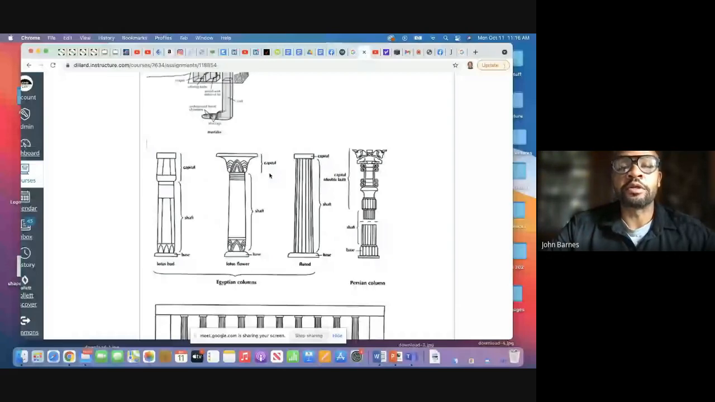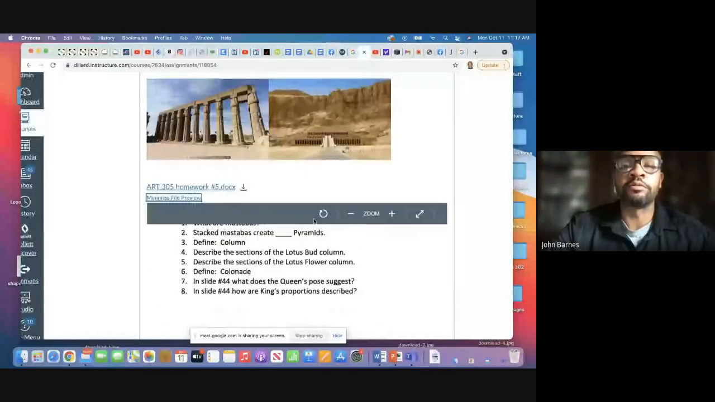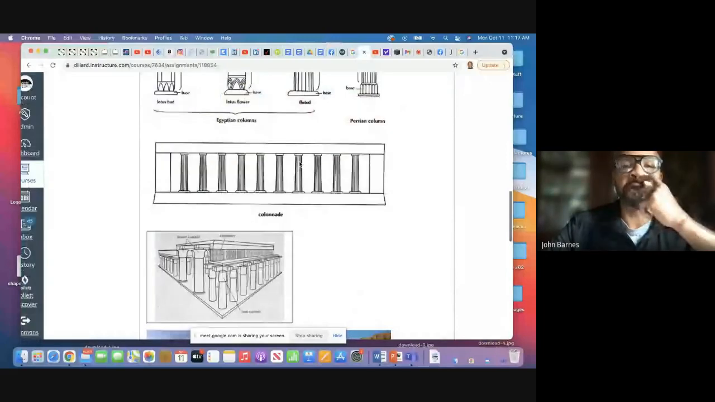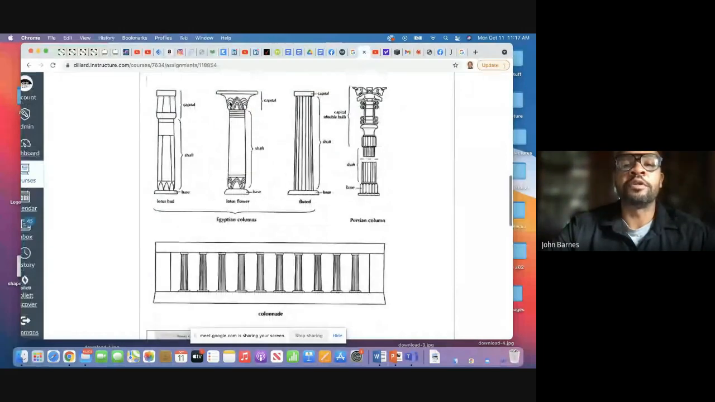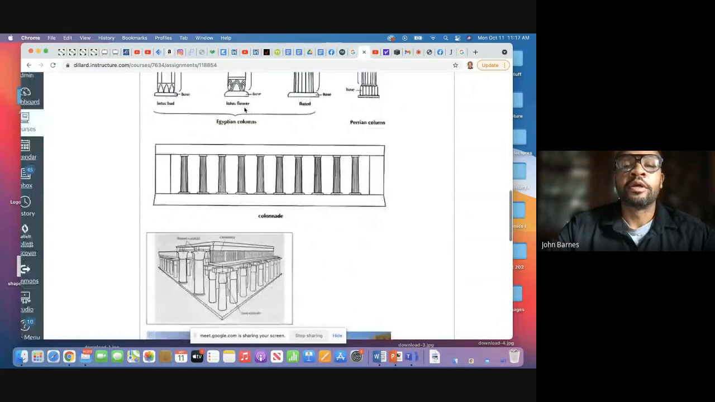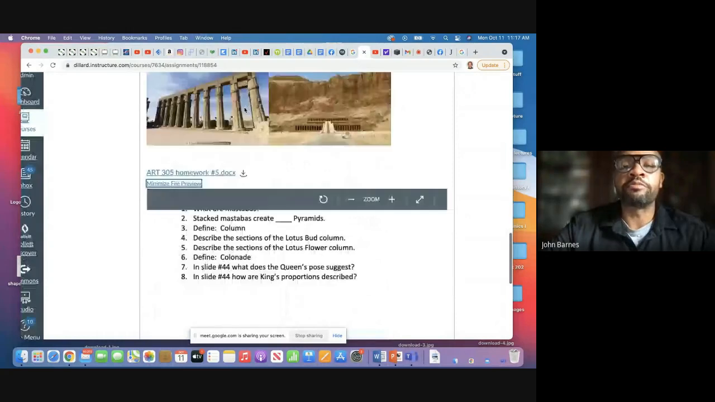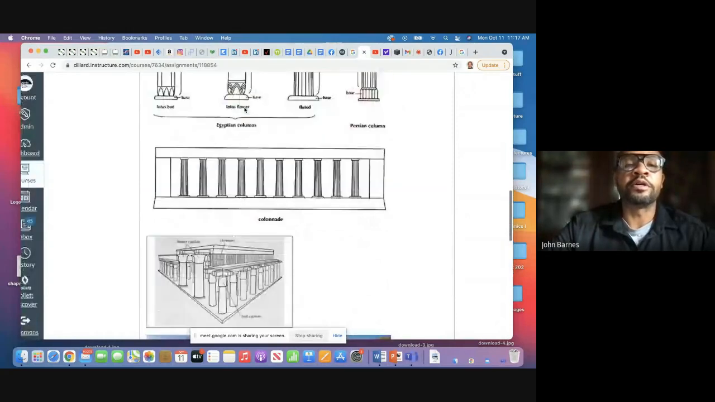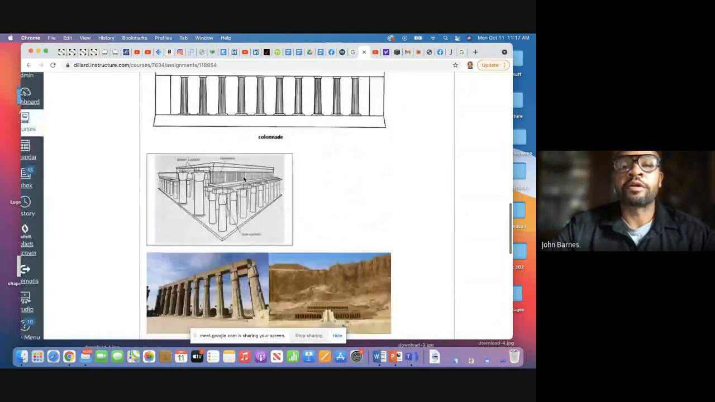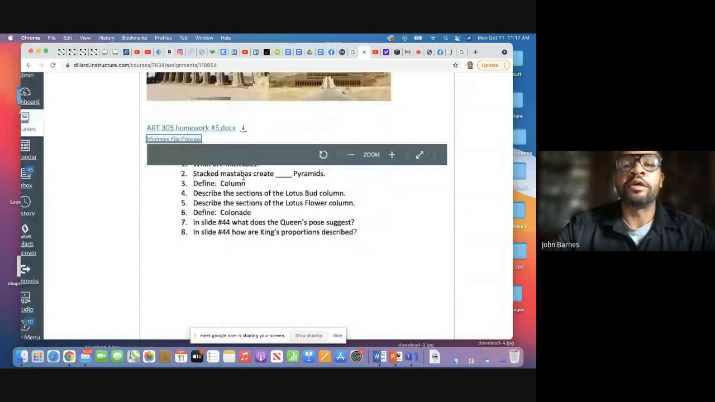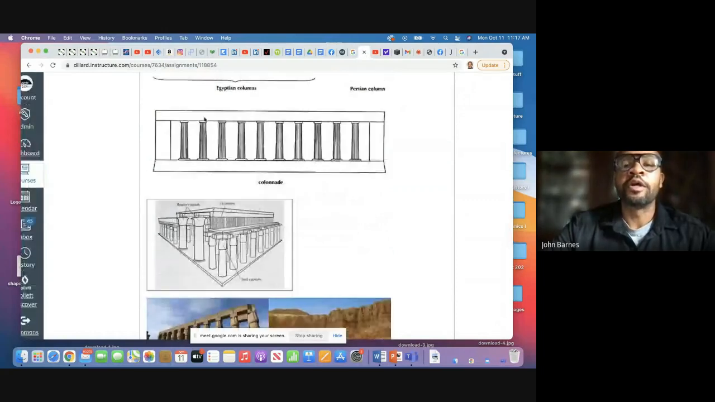Okay, the next question: describe the sections of the lotus bud column. We have the base and the shaft, but these are based on the opening of the lotus flower. So this is the opened flower. This represents the unripened flower that is still developing. Okay, define a colonnade. The colonnade is a group of fluted columns that are used to support the opening of a structure.